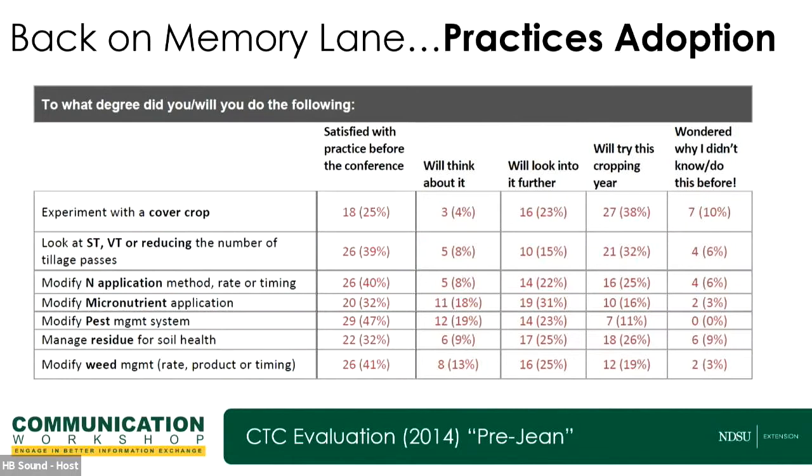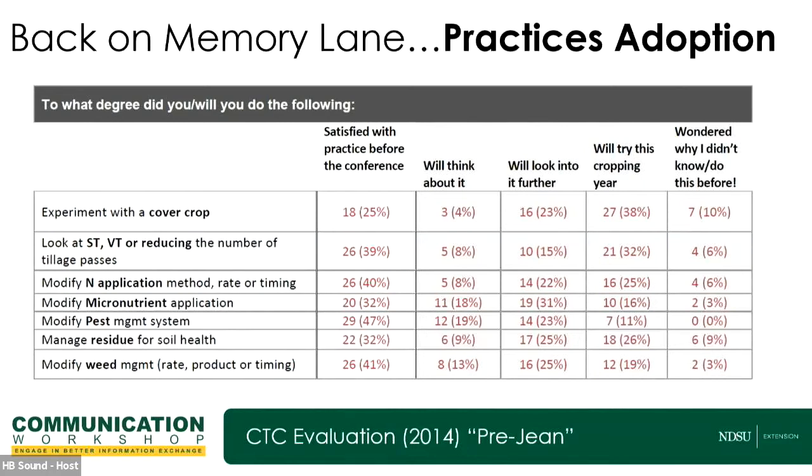Yeah, and that one column, "I'll try this this cropping year," is pretty solid. You could look down and see, oh, okay, well, that's actually not bad. And we've got the experiment with cover crops, that's 38%, so that's pretty good. You can go down that column and see how the practices kind of stack up. But again, it's a lot of work to try to sift through this data. And we do know that there are some better ways to go about that, and we figured that out for the next season.